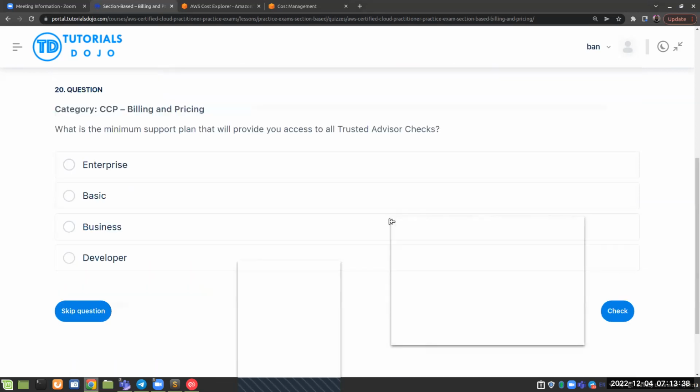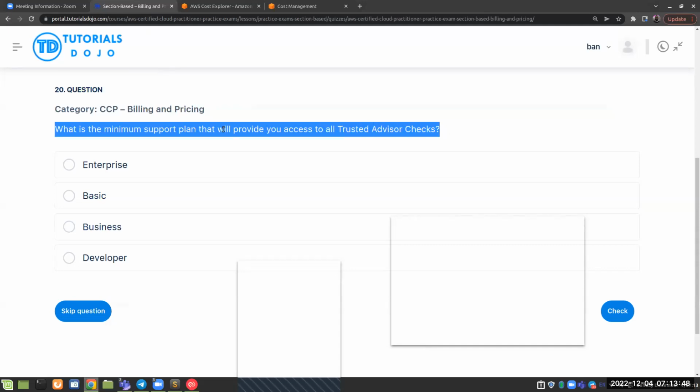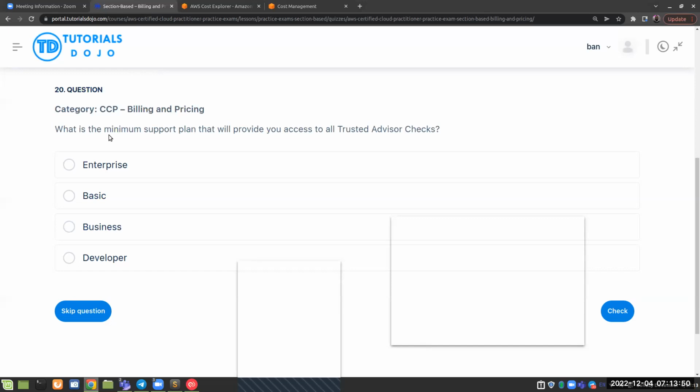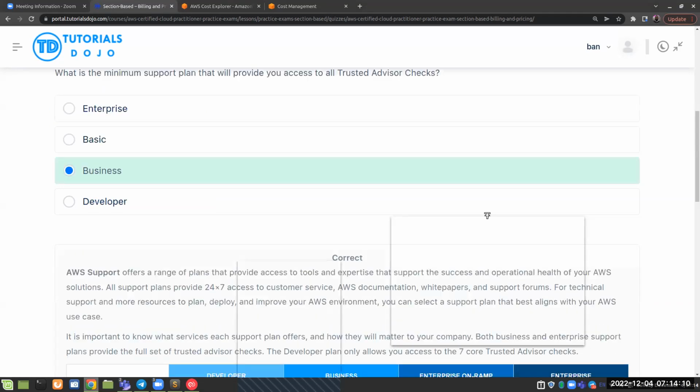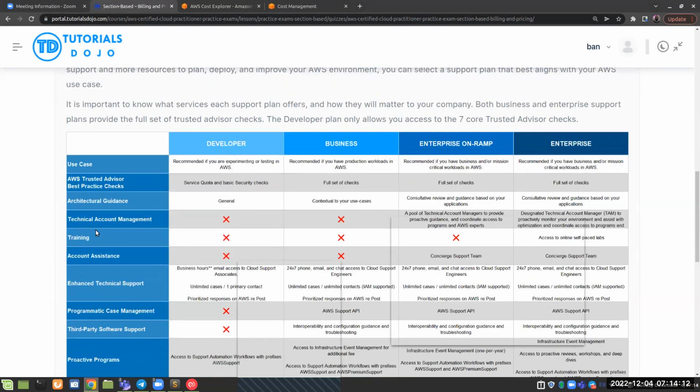Thank you. So the next one is for you, Kinyui. What is the minimum support plan that will provide you access to all Trusted Advisor checks? Back to our table. Who remembers? It's the business. Okay. I see the majority say so as well. So the key thing is the minimum support plan that provides you access to all Trusted Advisor checks. Nice, everyone says C.